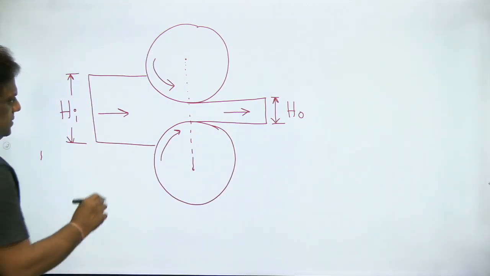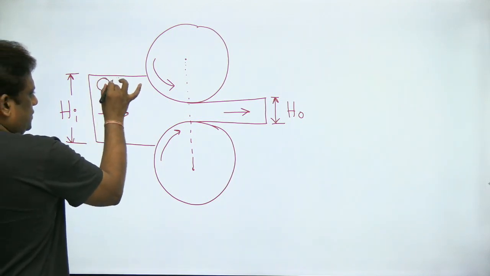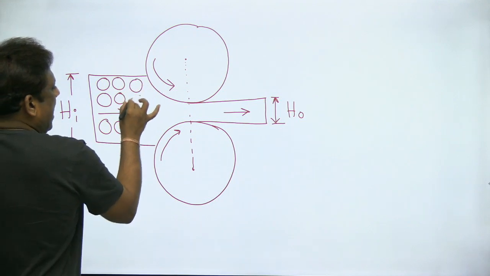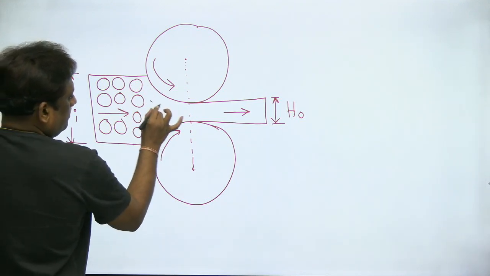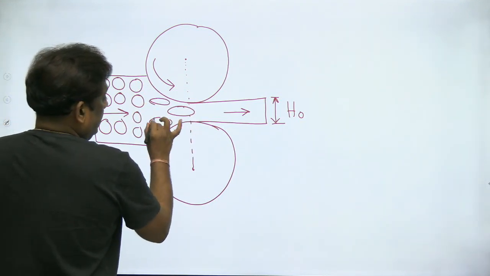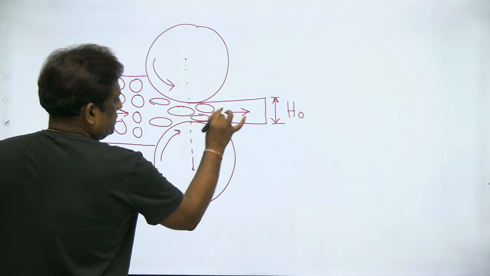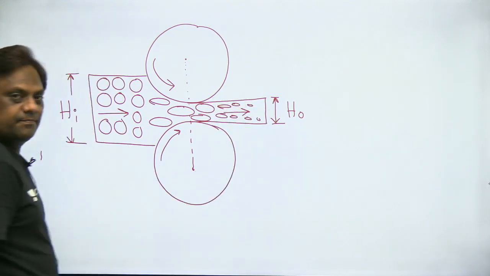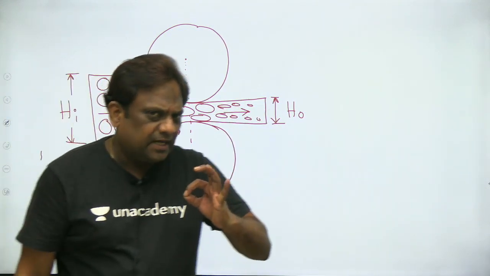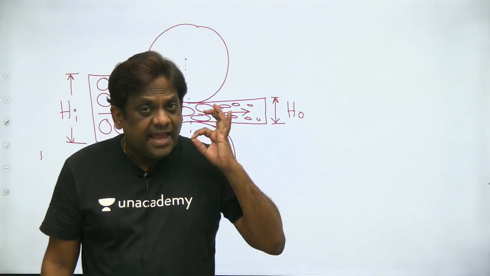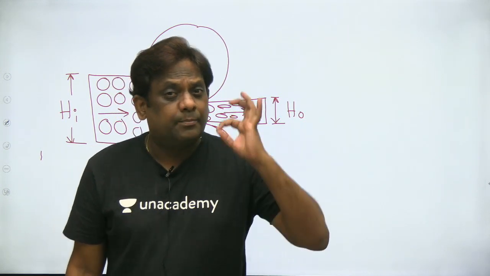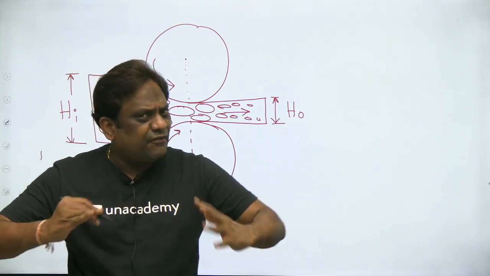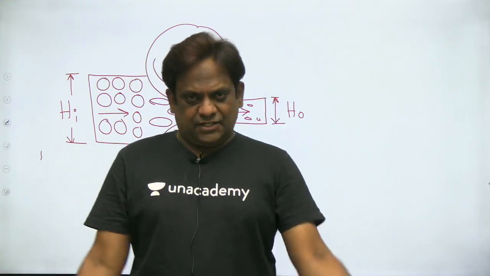If you see, my dear students, the beauty of metal forming is, when the material is passed between these rolls, there will be reorientation of grains. The beauty of metal forming is that anisotropy can be obtained. What do we mean by anisotropy? Different properties in different directions.